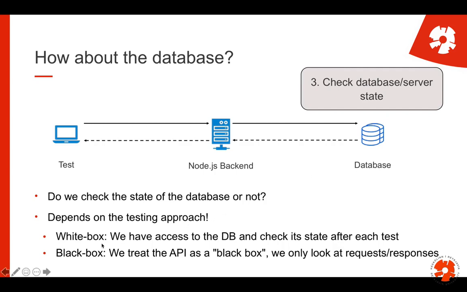There's something in between, but essentially you distinguish white box testing, where you check the entire system, you check the internals, you check whether the server has the right state, and there is black box testing, where you test the entire backend just as a black box. You only look at what's going in, what's coming out. You do not check what's going on inside. And that's really what we have done here.